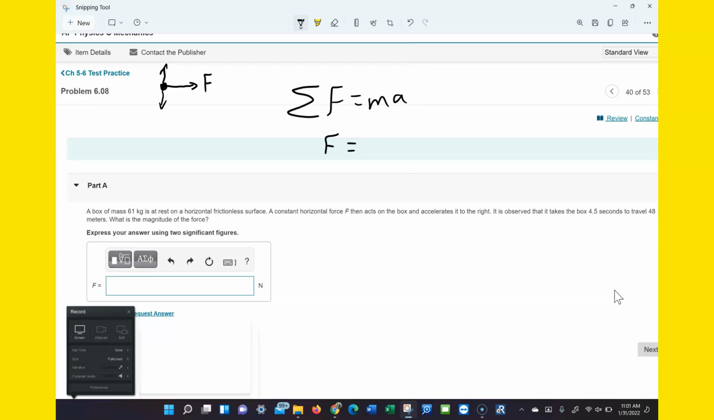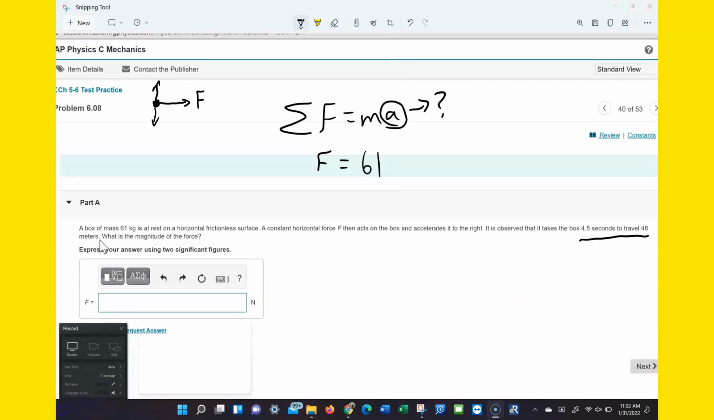So just F equals ma. M is 61. I just have to figure out what a is. If I can figure out what a is, then I will know the magnitude of that force. So I'm going to use what it gives me, 4.5 seconds to go 48 meters with a constant acceleration. So that's when I'm going to go back to kinematics.